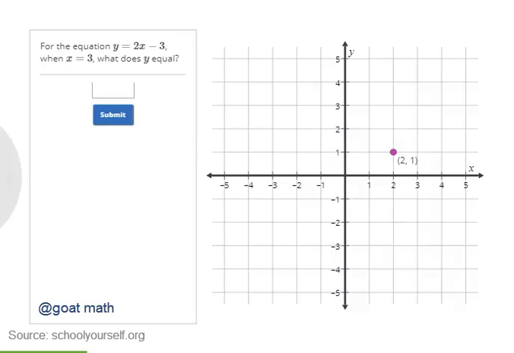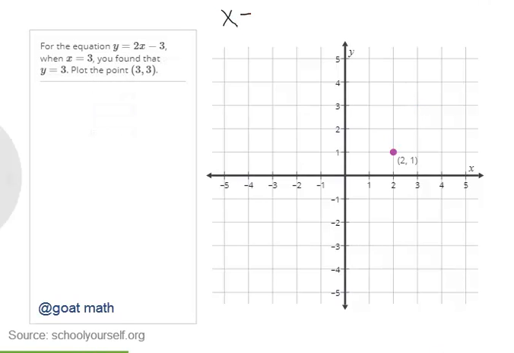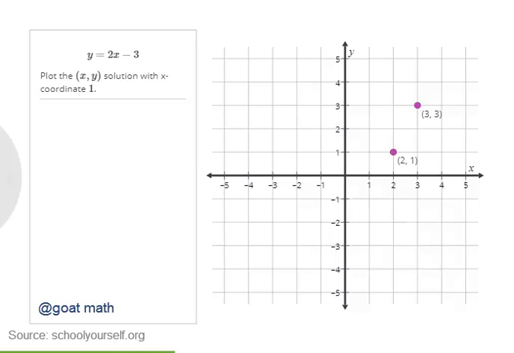Let's try plotting another point. For this equation, when x equals 3, what does y equal? Exactly. When x equals 3, y also equals 3. So 3, 3 is another point in the graph for this equation. Go ahead and plot 3, 3. Okay, so far you plotted 2 points for this equation, 2, 1 and 3, 3.